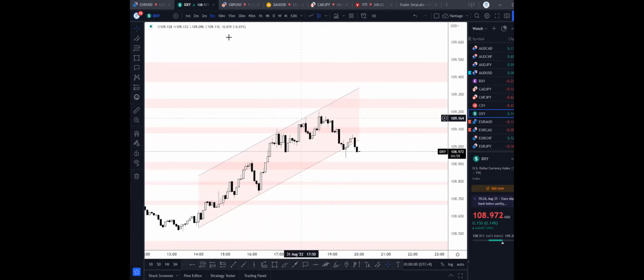The dollar is currently at the highest it has ever been, I would say, since the last time around 2001, right? So it's roughly around 109.02 right now.